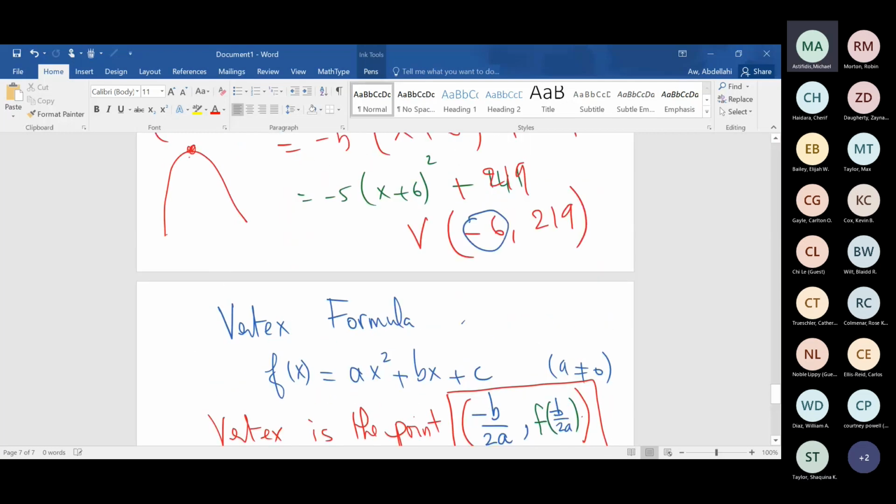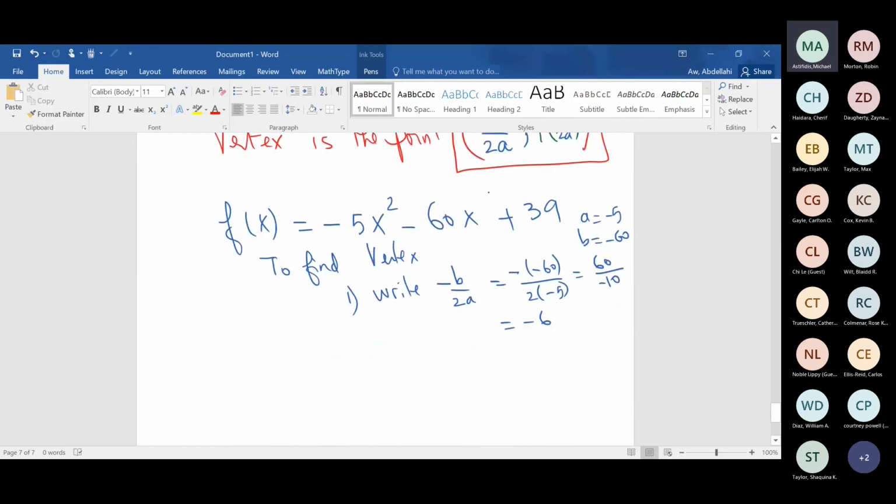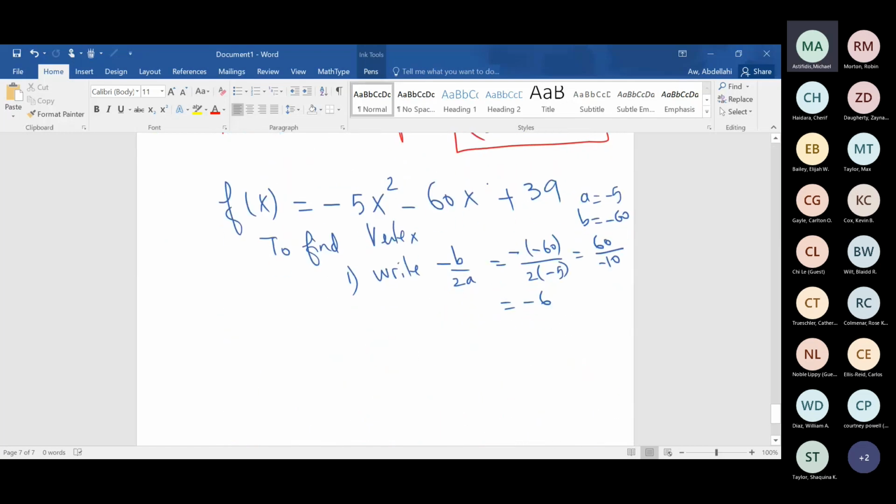Right here, right? You see how quick it is? That is the first. Second, to find k, remember we said f of h is always k, right? I have found my h is negative 6. Now I need a k. How much is k? To find k, I just plug negative 6 back into the equation.